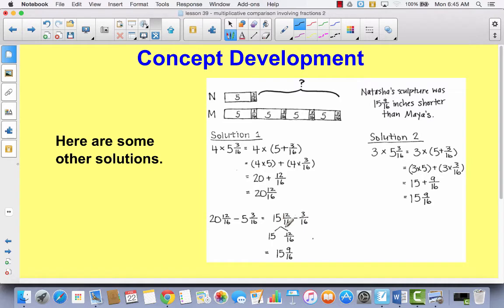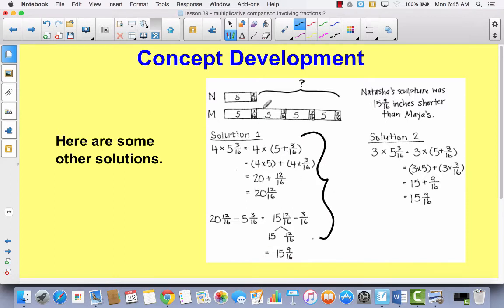Oh, no, hold on. I see what they did. So they decomposed the 12/16 and the 15 and subtracted 12 minus 3, which is 9/16. So they got the same answer. So this is one solution. This is not the solution that we used.